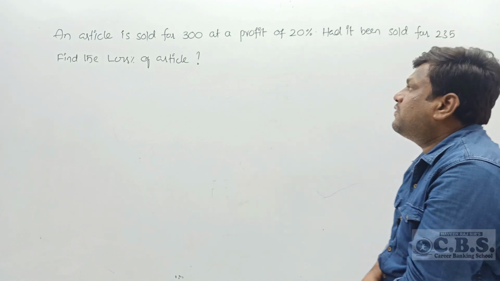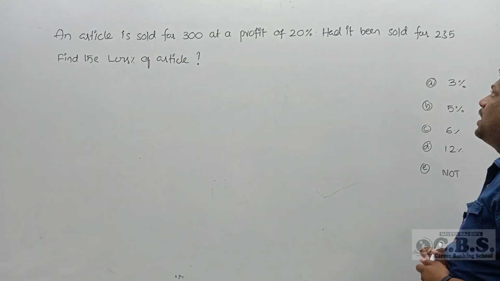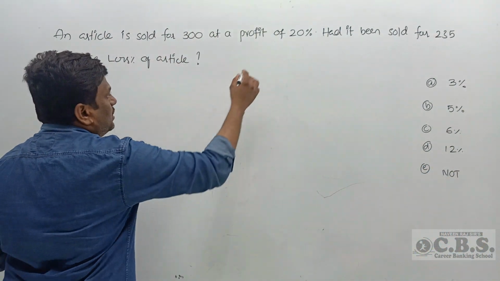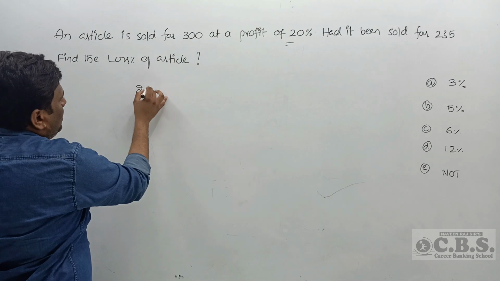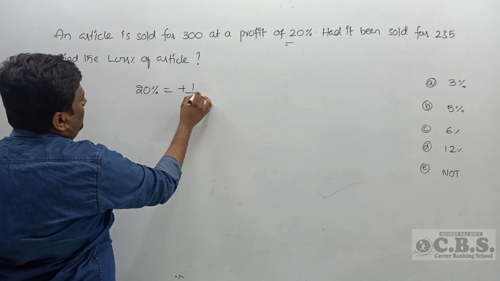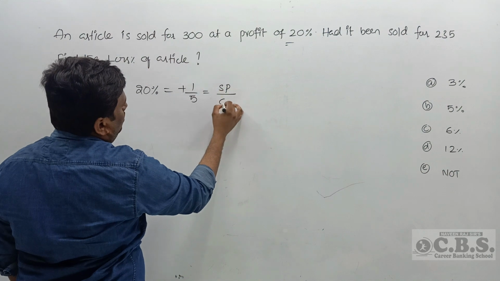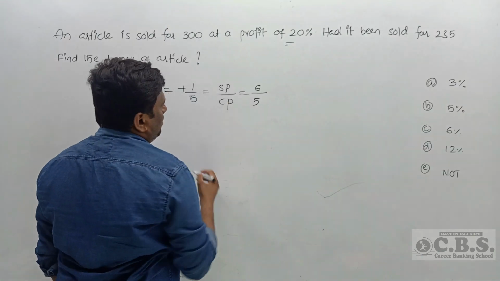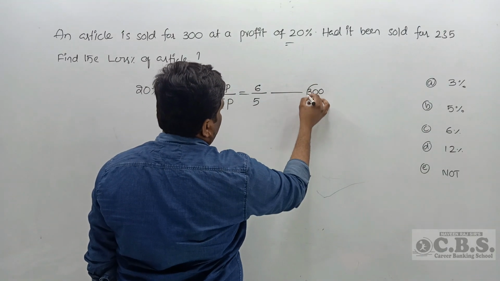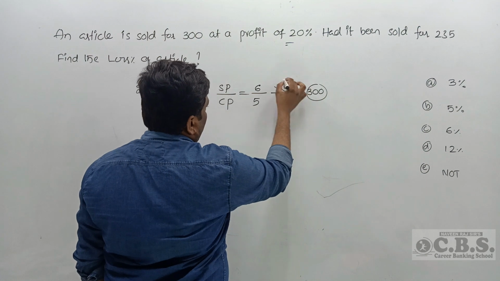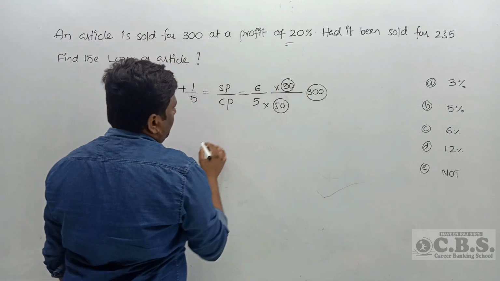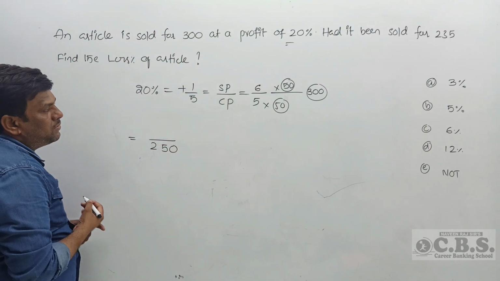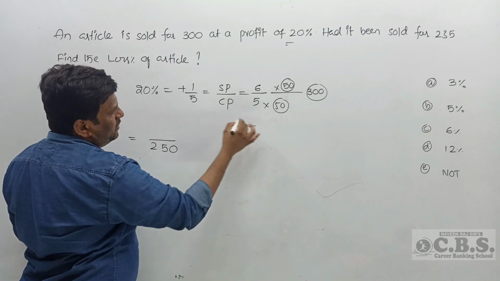Next question: an article is sold for 300 rupees at a profit of 20%. Had it been sold for 235, find the loss percent of the article. So here also the quantifier is already given. 20% is the quantifier. Profit means plus 1 by 5. Selling price upon cost price is 6 to 5. The profit is 1 rupee. So our selling price is 6 parts, which is 300 rupees, 50 times. Therefore 5 into 50, the cost price is 250 rupees. When it is sold at 235, how many rupees loss?